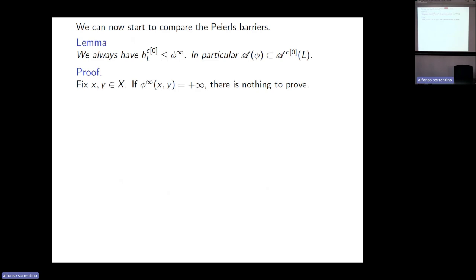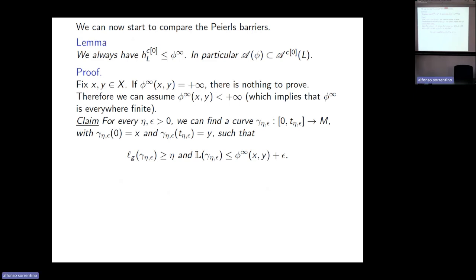Now, fix x and y in X. If phi infinity of xy is plus infinity, there is nothing to prove. In fact, we are going to show equality, and because we know that h of c0 is finite everywhere, this case does not happen, but a priori. Okay. Now we know that phi infinity is everywhere finite.